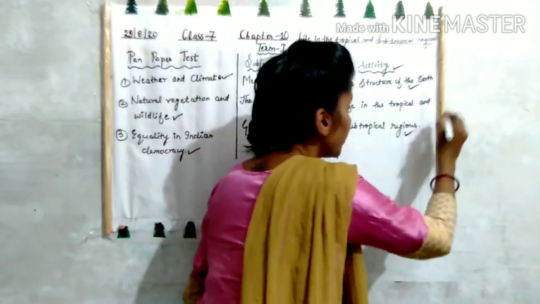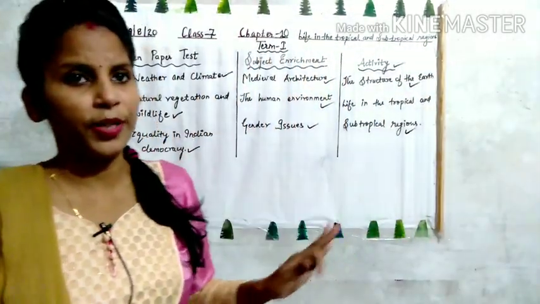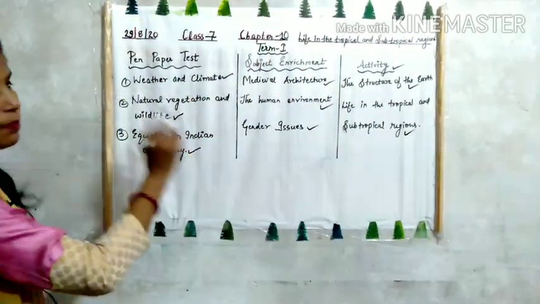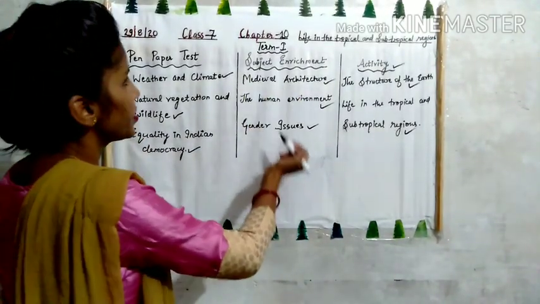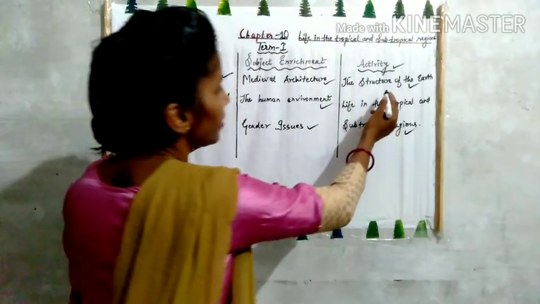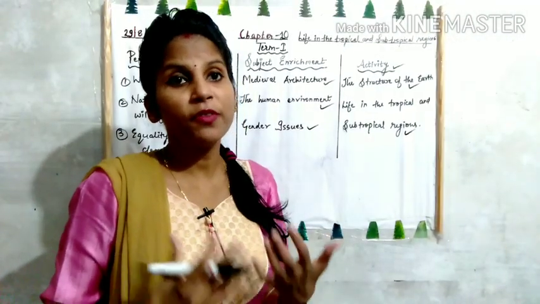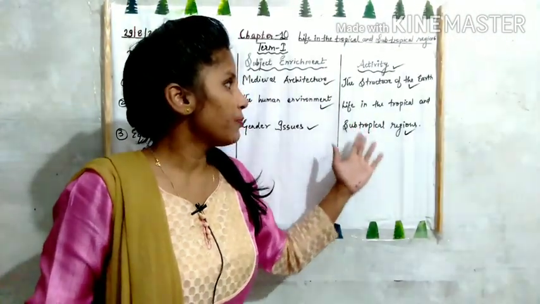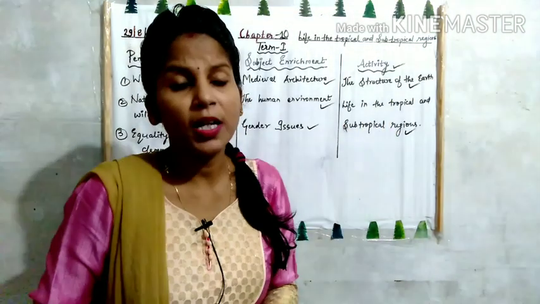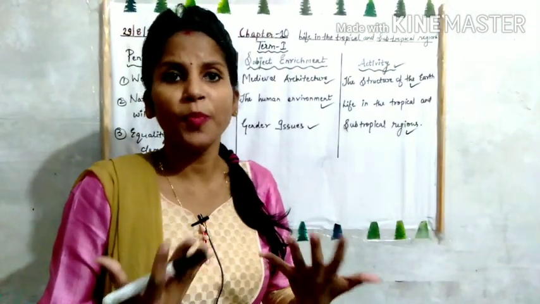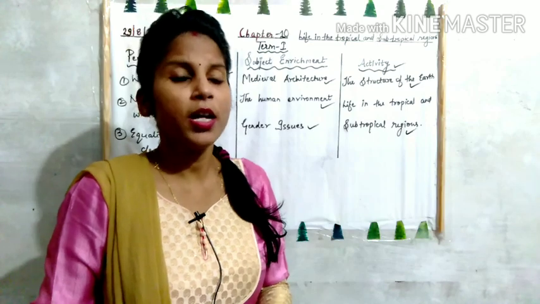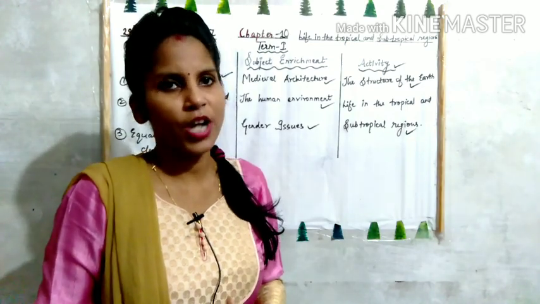So all the chapters of our term will be complete. 3 chapters in pen paper test, 3 chapters in subject enrichment and 2 chapters in activity. Okay, so today I will be giving you an activity on the chapter life in the tropical and subtropical regions, and you have to do it and send it in the group. Okay, so let's get started with our chapter.